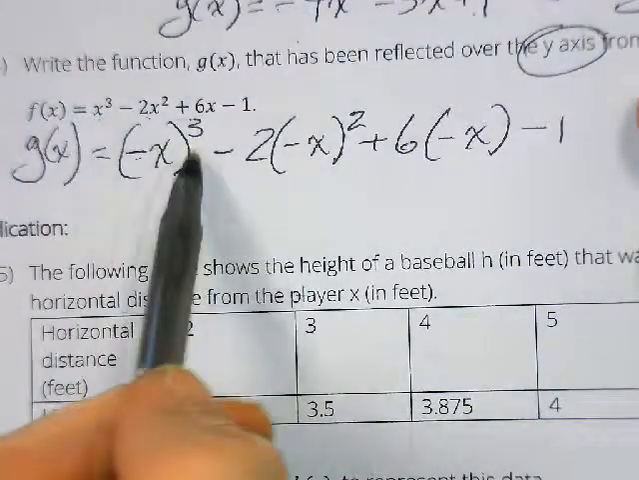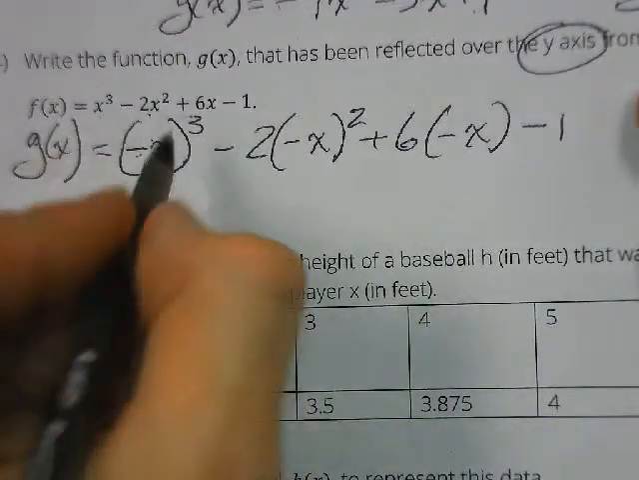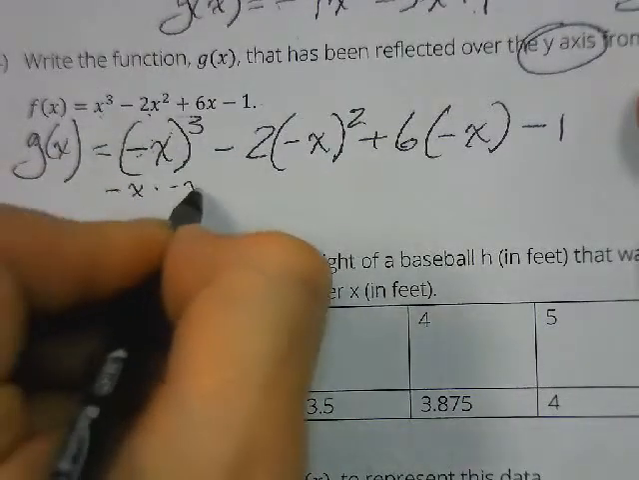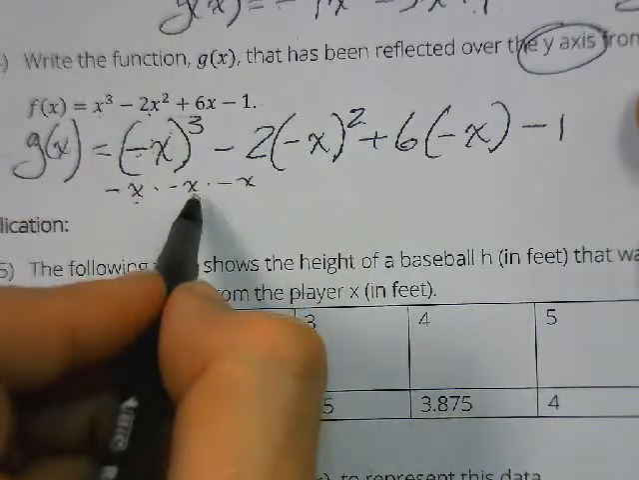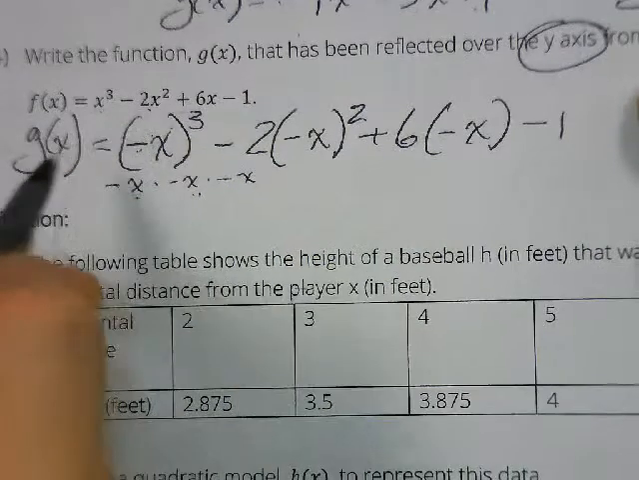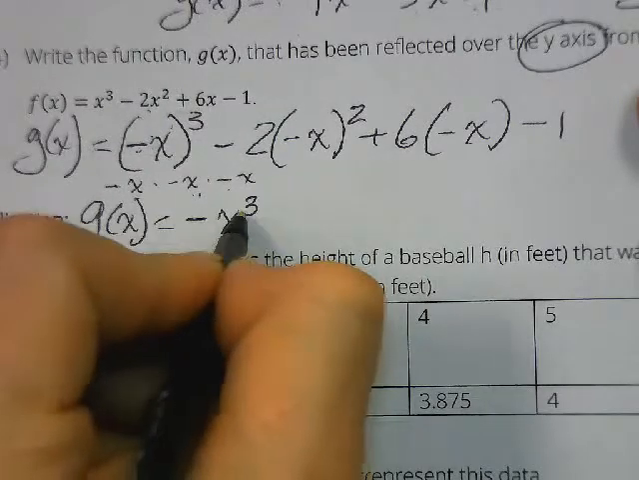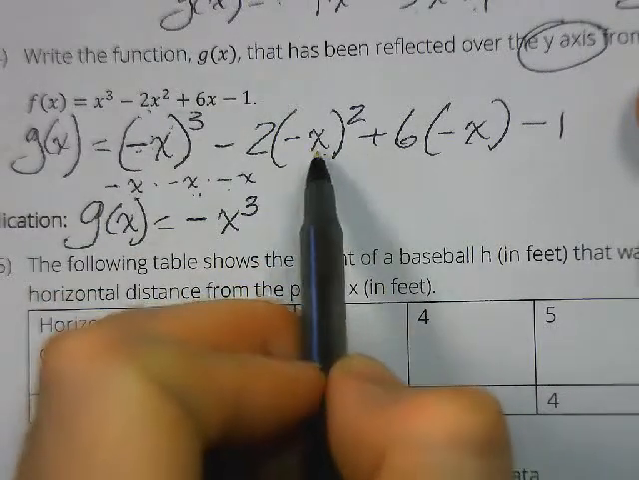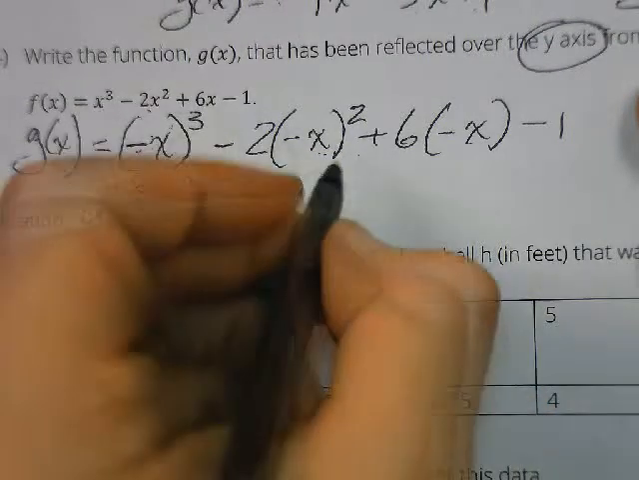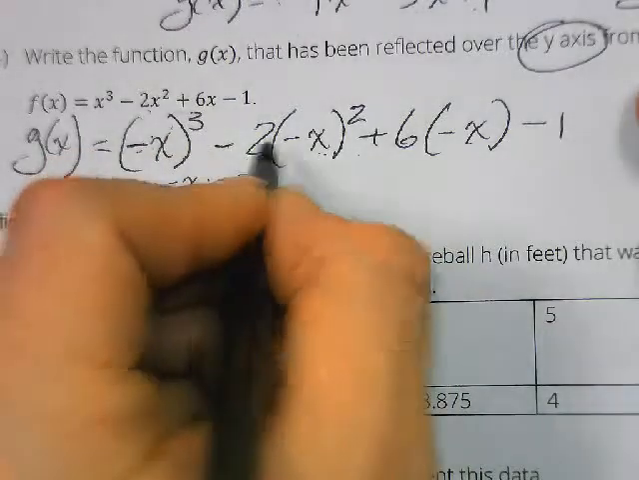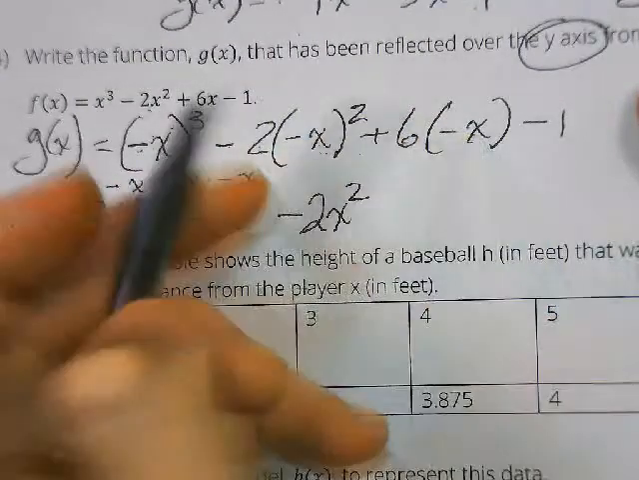Okay, so negative x cubed is negative x times negative x times negative x. A negative times a negative is a positive, and then a positive times a negative will give me another negative. So this is negative x cubed. Let's expand this out. Negative x times negative x is positive x squared. And then negative 2 times positive x squared is negative 2x squared. 6 times negative x is negative 6x. And then I'll bring down my negative 1. That's my final answer here.